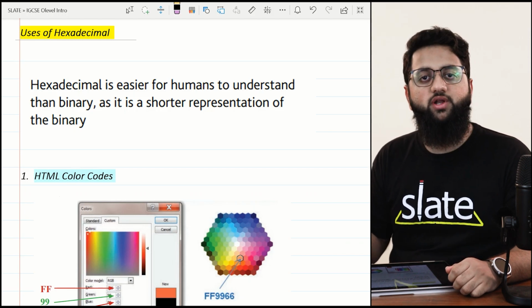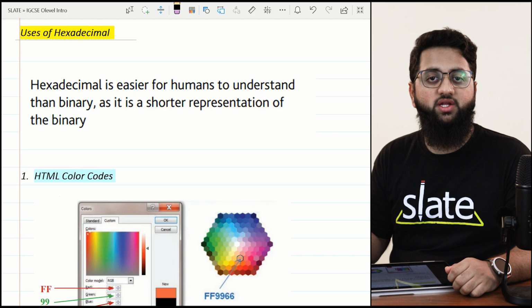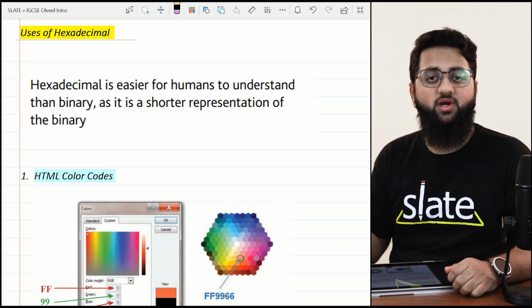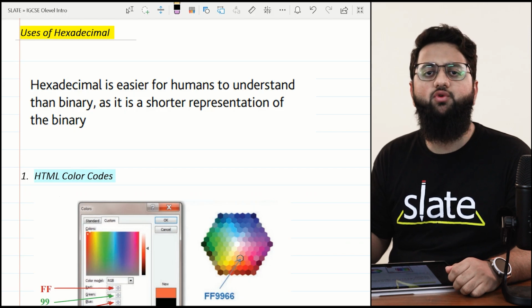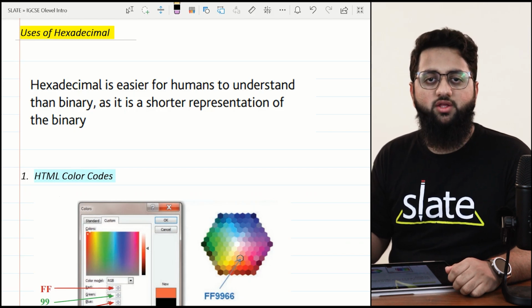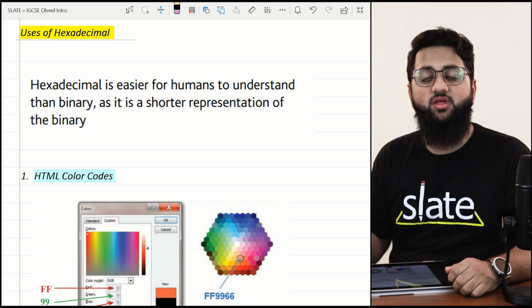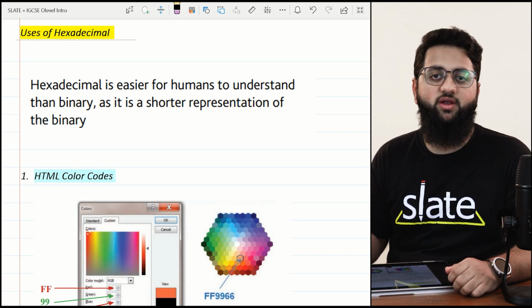In the previous video, we discussed how negative binary numbers can be represented, how negative denary numbers can be converted into binary, and we discussed two methods. I hope that video was clear to you all. In today's video, there is no calculation, fortunately, and we will be discussing the uses of the hexadecimal number system.